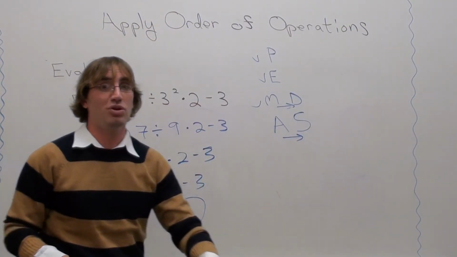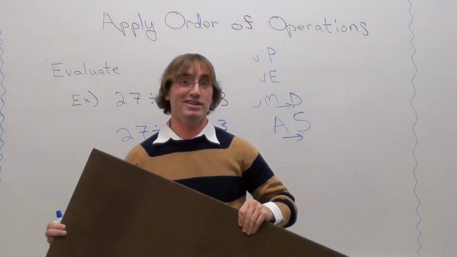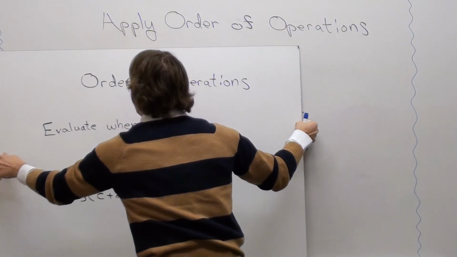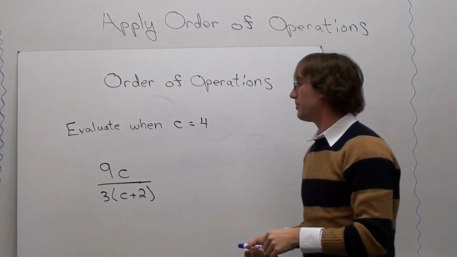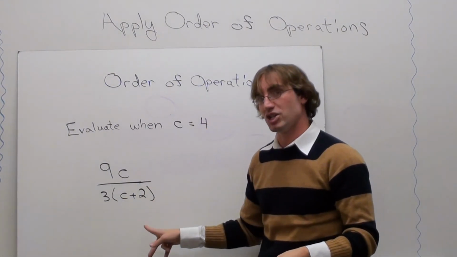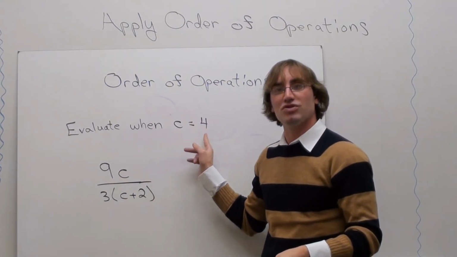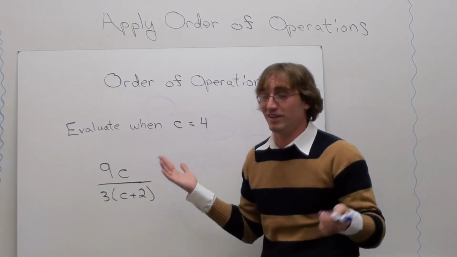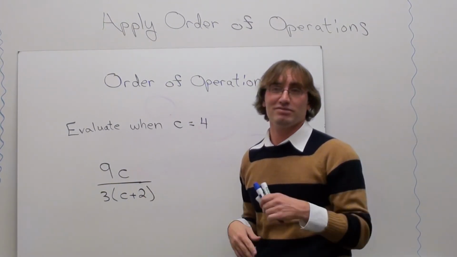I am not going to put the "Please excuse my dear Aunt Sally" on top. You'll just have to memorize that yourself. I want you to evaluate this expression when C equals 4. And of course I use C because that's the first letter in my last name, and I like the letter C.